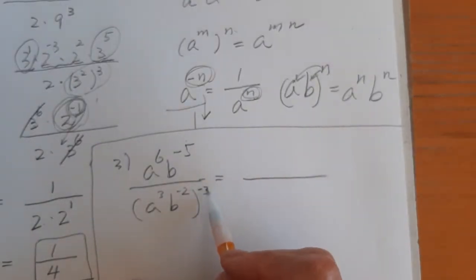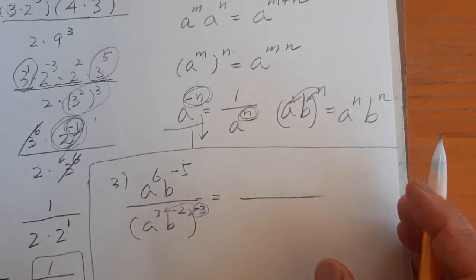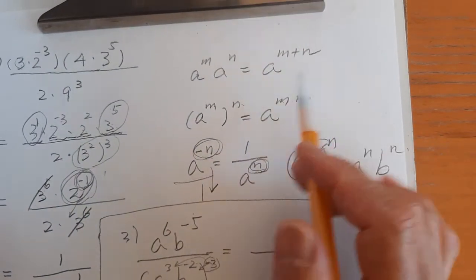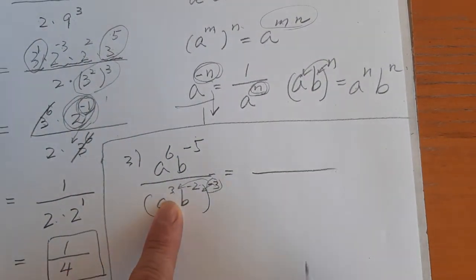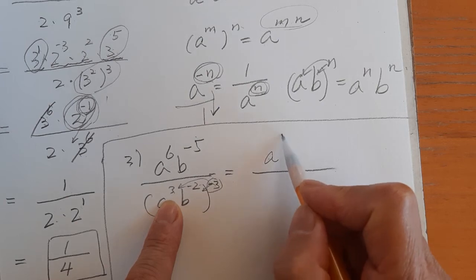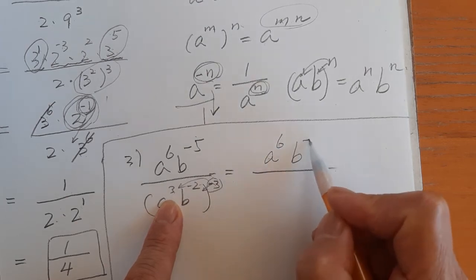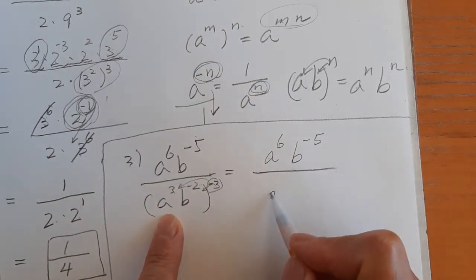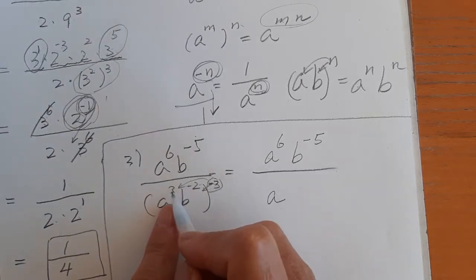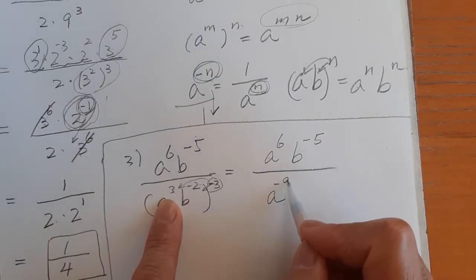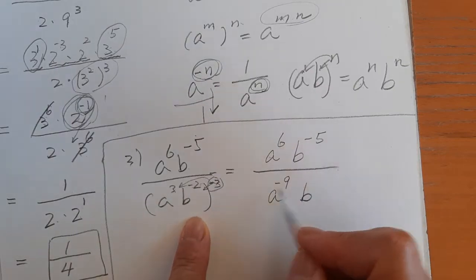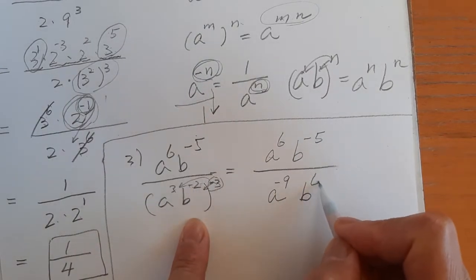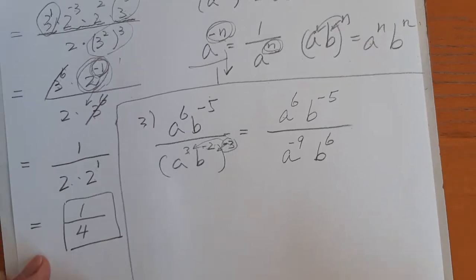So this negative 3 goes into each base and use the power rule m times n, so negative 3 times 3. The numerator is still a to the power 6, b to the power negative 5. The denominator is a to the power negative 3 times 3, negative 9, and b to the power negative 3 times negative 2, negative times negative, positive 6.